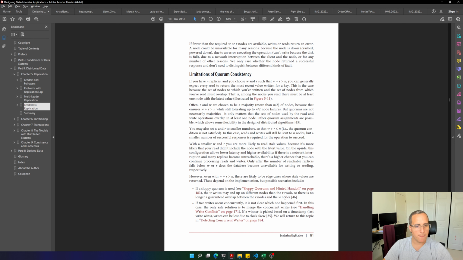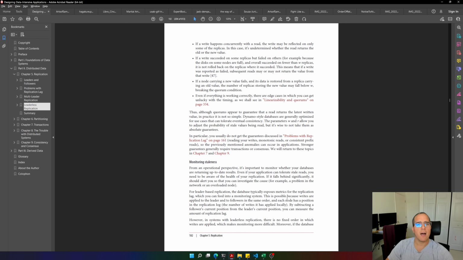If a winner is picked based on a timestamp (last write wins), writes can be lost due to clock skew. We will return to this topic in "Detecting Concurrent Writes" on page 184. If a write happens concurrently with a read, the write may be reflected on only some of the replicas. In this case, it's undetermined whether the read returns the old or the new value.